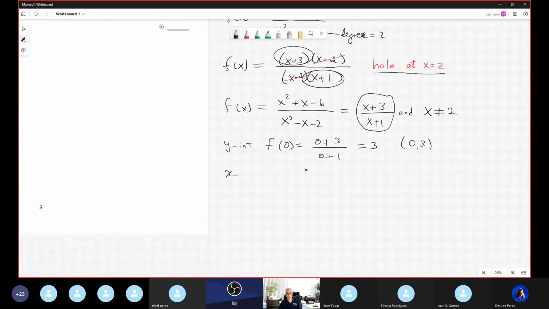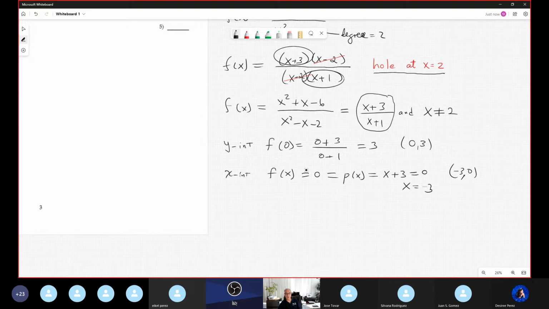Cool. Now, the x intercept. X intercept is when the function is equal to 0. Likewise, I take the new one, which is equivalent to saying the numerator equals 0. Now x plus 3 equal to 0. X is minus 3, and the point is minus 3, 0.